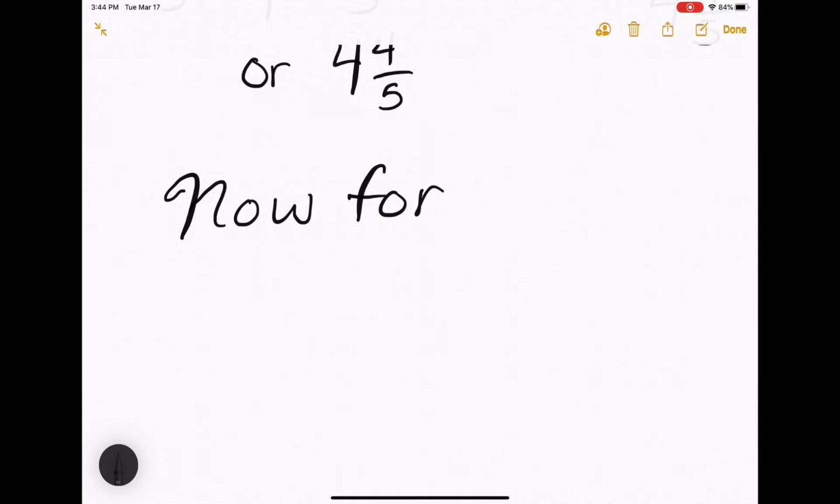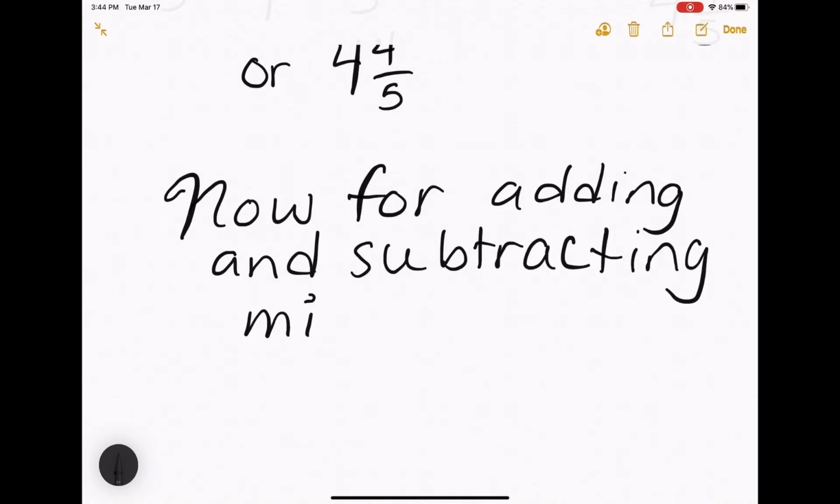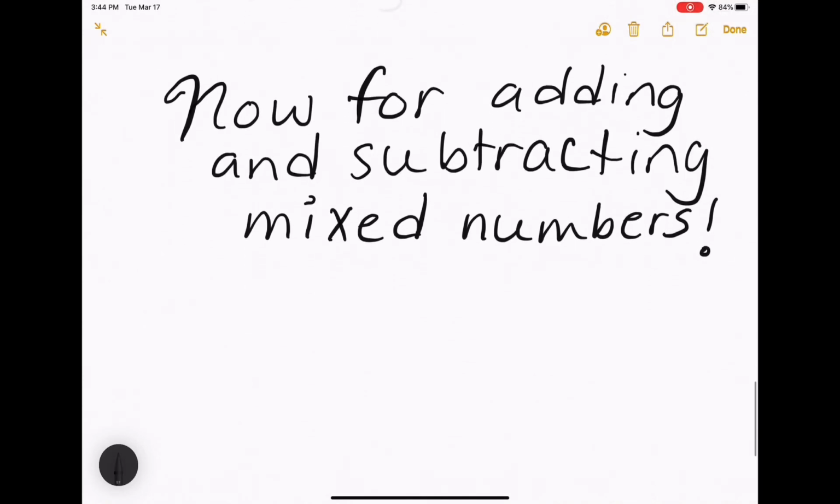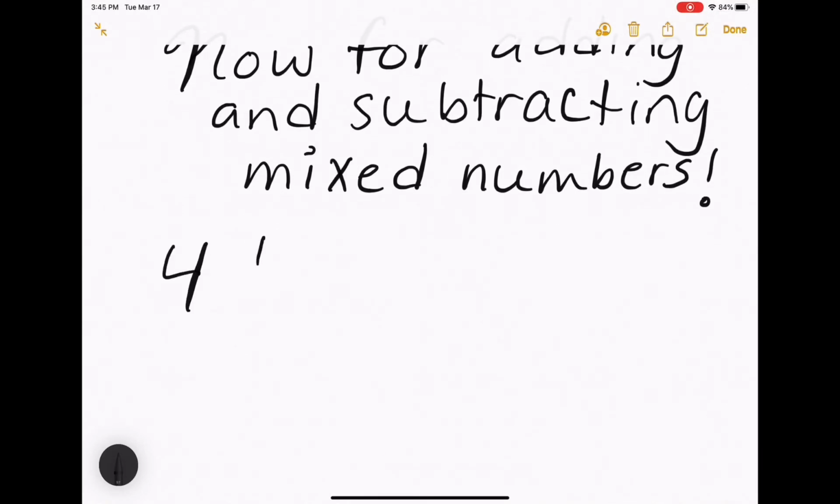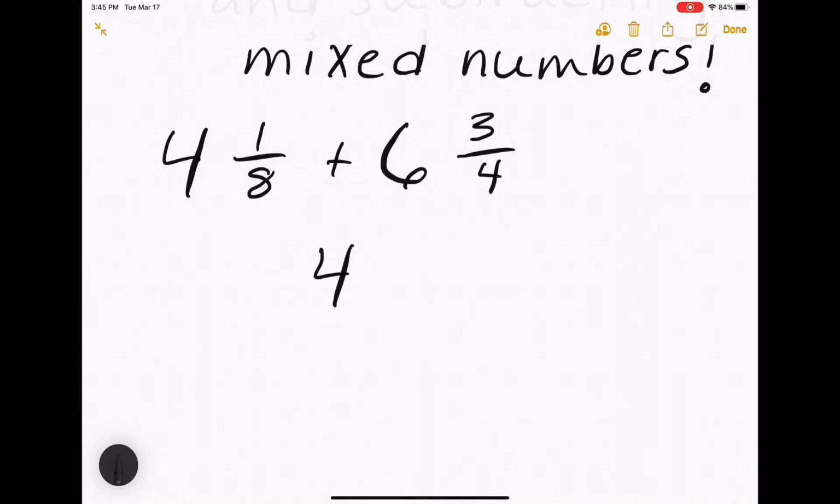Okay, so now for the second concept I wanted to touch on, which is adding and subtracting mixed numbers. I'm going to show you the long way, but you might find that eventually, with additional practice, part of this can be done mentally. So our first example, 4 1/8 plus 6 3/4. The first thing you do is you rewrite it vertically, lining up your whole numbers and your fractions.